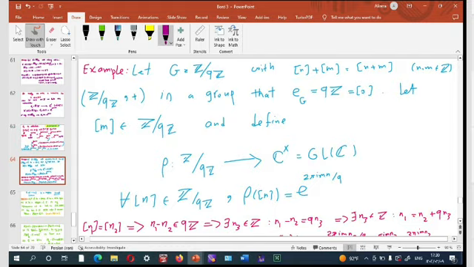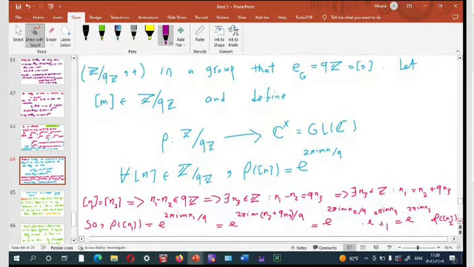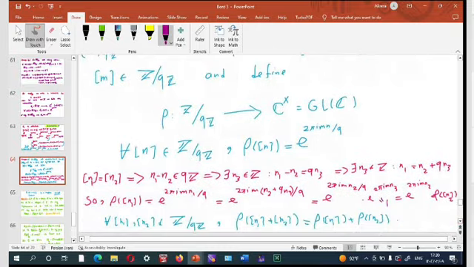Now let's assign to this quotient space, and define rho of this quotient space to the non-zero complex numbers, or GL of C, by this function rule for each n: rho of n equals e to the power of 2 pi m n over q. This is well defined.